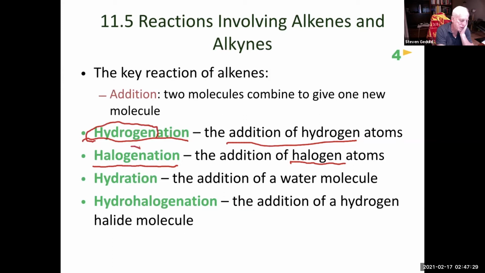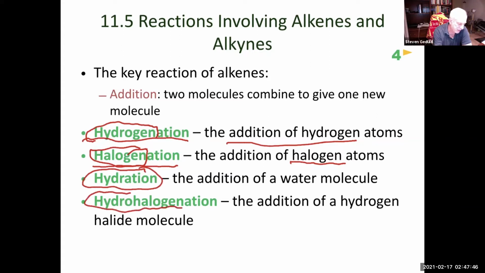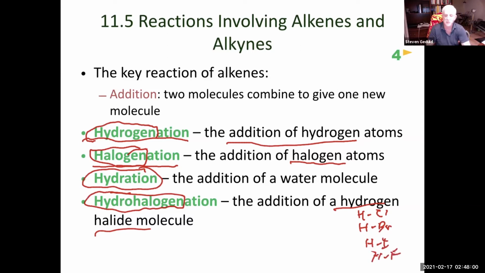Okay, halogenation is a halogen being added: chlorine, bromine, fluorine, iodine. Hydration is adding water. You hydrate it. Hydrohalogenation, okay, is an H and a halogen, the addition of a hydrogen halide molecule like HCl, HBr, HI, HF. So it's a hydrohalogenation, okay?